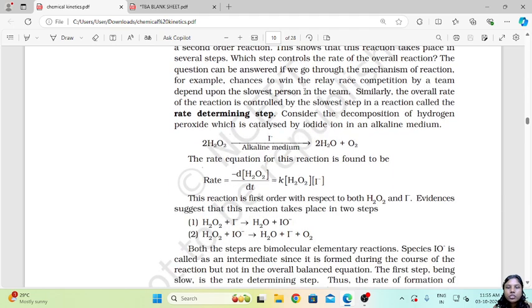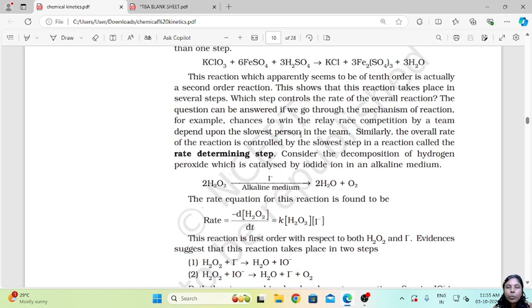For example, the chances of a team winning a relay race depend upon the slowest person in the team. So if we want to define which step tells us about the order of a reaction: if there are 10 steps happening, not all 10 steps are going to contribute to the order of the reaction, nor the molecularity of the reaction. There will be only one step. So how do we define which one it is?